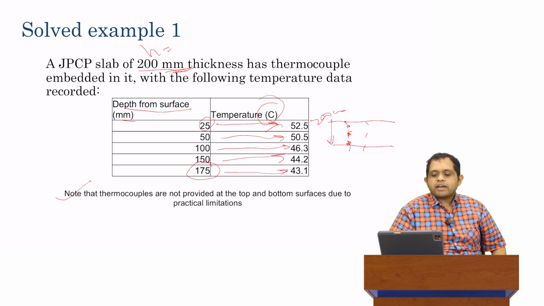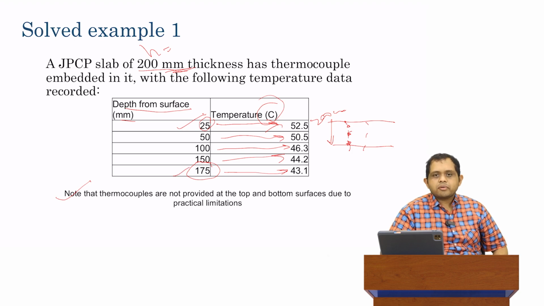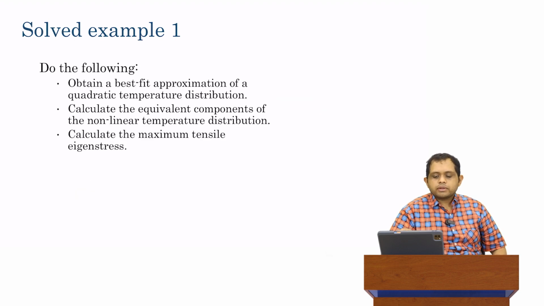Similarly, at the bottom, if H is equal to 200, you actually have an interface with the base layer. So it's very difficult to attach the thermocouple exactly at the interface. Most likely a mistake is going to be made, or the thermocouple will be damaged in the process. So that's why at the very bottom of the pavement also, we generally do not place the thermocouple. So that's why you'll see the first thermocouple is at 25 mm and the last thermocouple is at 175 mm. So these are a little bit short of the total depth of the pavement, and that's fine. That's actually quite normal.